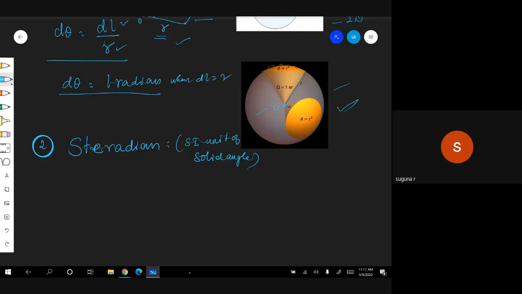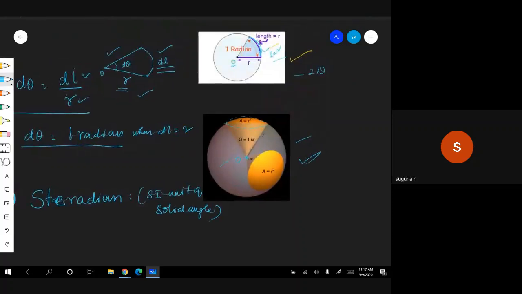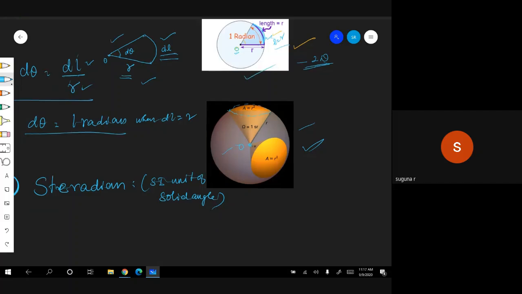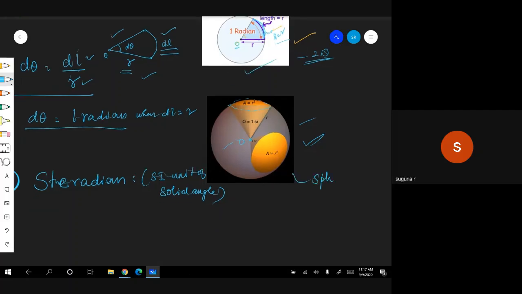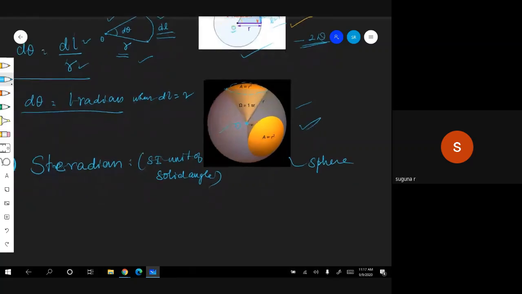By that surface of the sphere. Here it is 2D. 2D means it is the angle subtended at the center of the circle by the length of the arc. It is a circle, 2D. But here it is a sphere, therefore it is 3D. So here you have to differentiate 2D angle and 3D angle. The 2D angle unit is radian. The 3D angle unit is steradian. That's all. Just understand this.